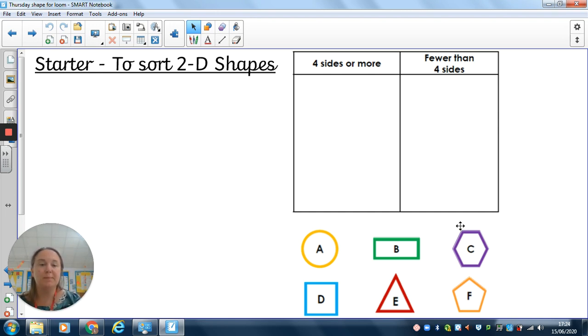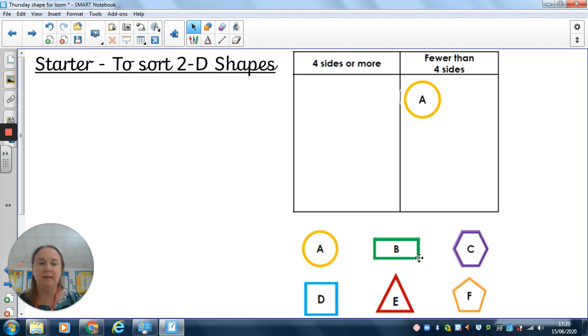So I've got some 2D shapes down the bottom here, and I've got a table to put them into. So on this column, any shape that has 4 sides or more goes in this side, and any shape that has fewer than 4 sides, that means less than 4 sides, goes in this side. Okay, let's start with A. We'll do A together. So A is a circle. It has 1 side, so that would go in this section here because it has fewer than 4 sides.